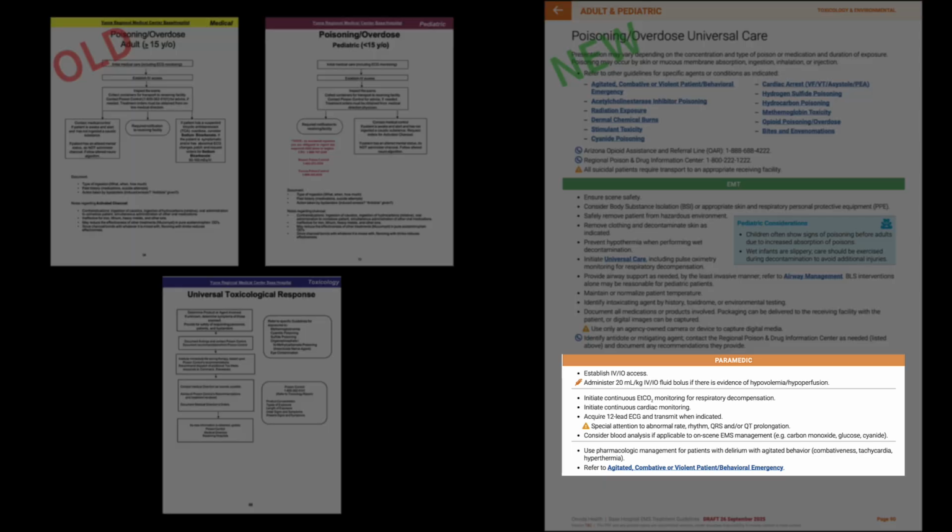For paramedics, the Onvida version offers more actionable detail than the old YRMC page. Establish IV or IO access. Give a fluid bolus of 20 milliliters per kilogram if there's signs of hypoperfusion. Same dose for all ages.